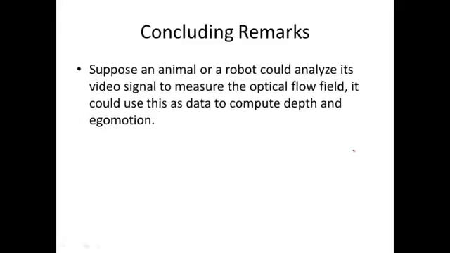Let me conclude by talking about the importance of optical flow. The big idea that I want you to take away from these last few lectures is that suppose an animal or a robot could analyze its video signal and measure the optical flow field. It could use this data to compute depth and ego motion. Depth z of x, y, and ego motion, which is the translational and rotational velocity. You may not get exactly the z or exactly the t. You may get some ratios of that, but that is good enough for controlling your movement.